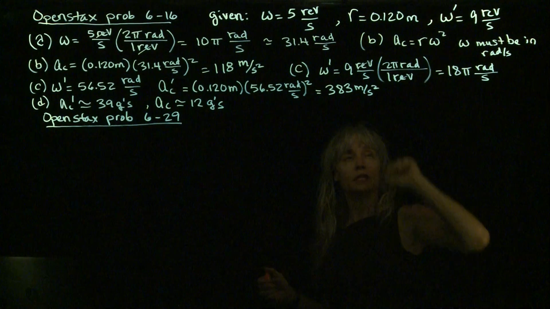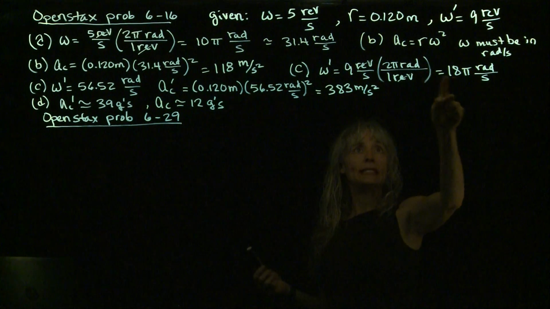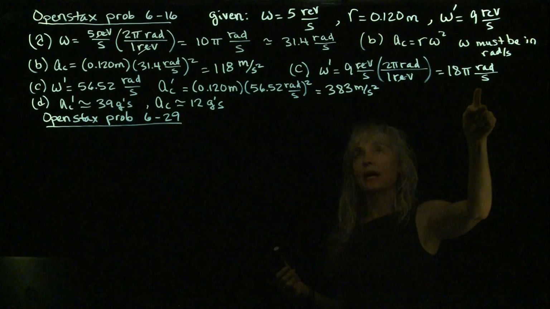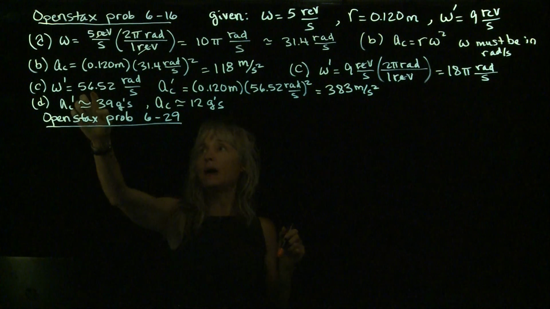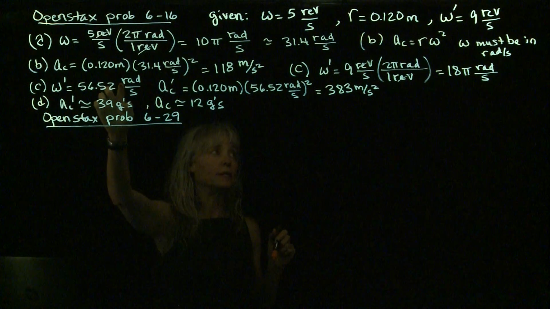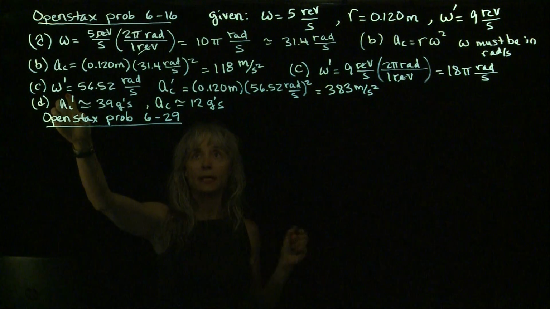And 1 revolution is the same as 2 pi radians. And so 9 times 2 gives us 18 times pi radians per second. Multiplying 18 by pi, we get about 56.52 radians per second for Dick Button's angular velocity in standard units.